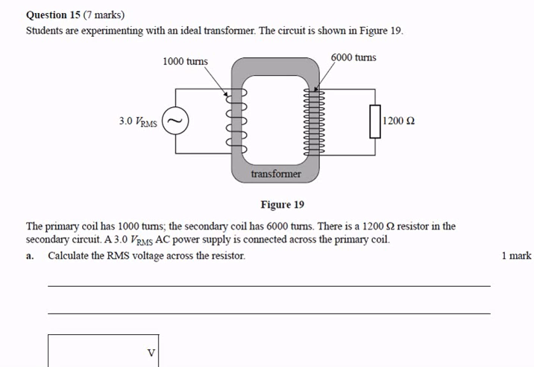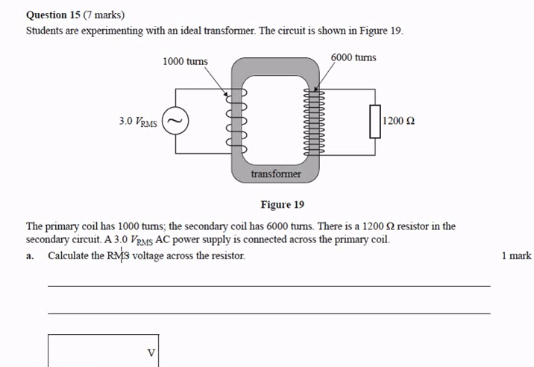We've got a transformer here. There's 1,000 turns on this side and 6,000 turns on this side. 3 volts RMS coming in, so it's AC voltage. We've got a resistor on that side. So the primary coil has 1,000 turns, the secondary coil has 6,000 turns. 3 volts, that is repeating everything we've got there across the primary coil.